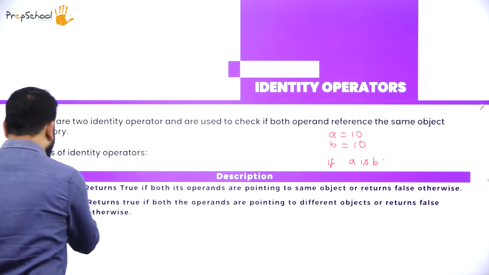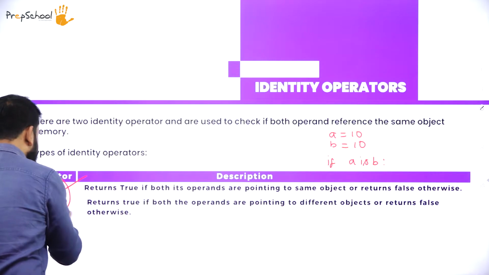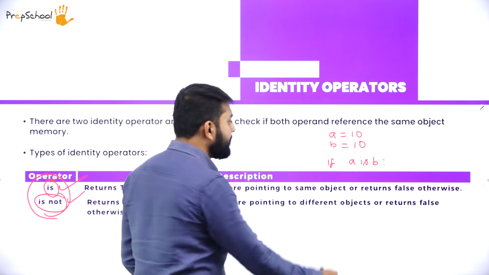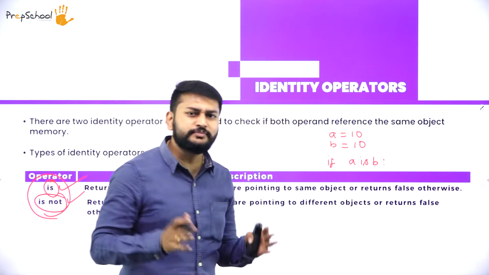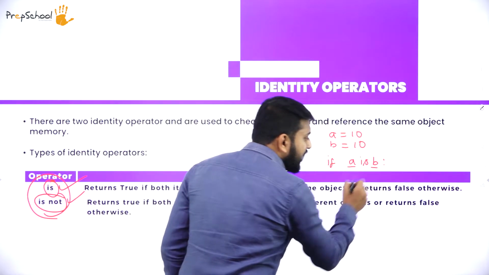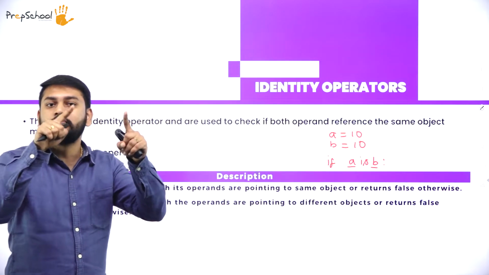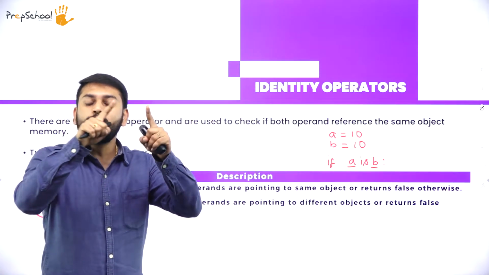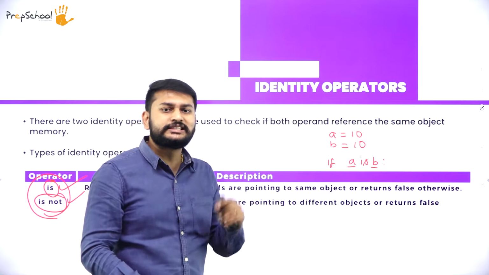So please understand, I have two operators, that is, is and is not. It will just compare. So what is the meaning of it, sir? It will just check whether both the objects are referring to the same location. Both the objects are referring to the same location. So can you just explain this in detail?